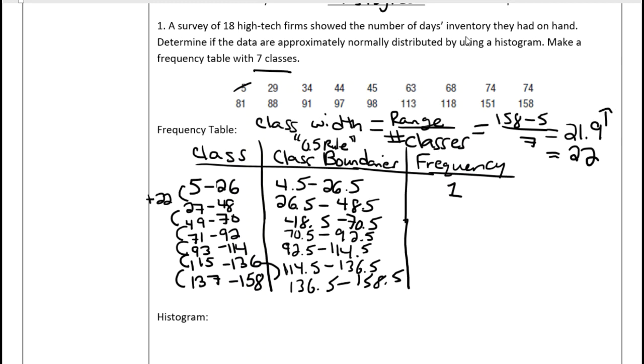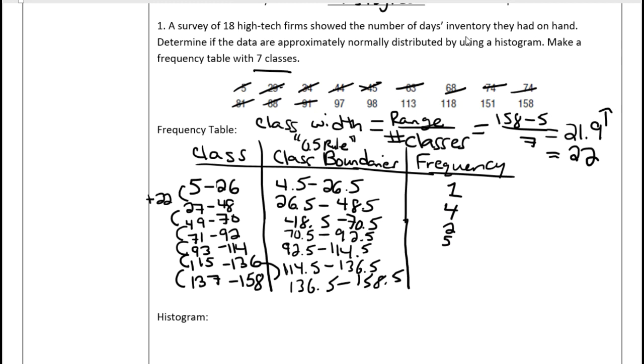How many numbers between 27 and 48? Well, there's 29, there's 34, there's 44, 45. So that's 1, 2, 3, 4. 4 numbers. How many numbers between 49 and 70? 1, 2, and that's it. So 2 numbers. Between 71 and 92: 1, 2, 3, 4, 5.